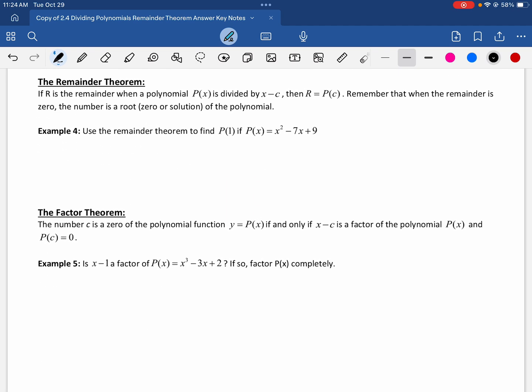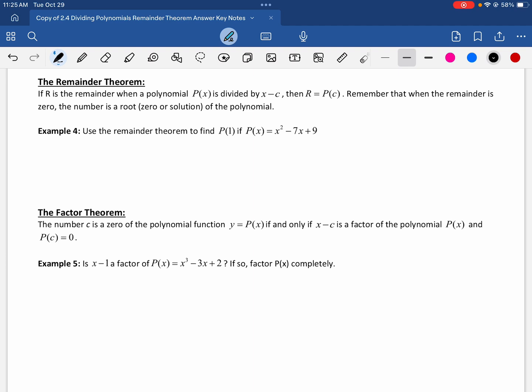All right, moving right along here to this last little bit. It's talking about remainder theorem and factor theorem. It says if r is the remainder when a polynomial p of x is divided by x minus c, then r is equal to p of c. Remember that when the remainder is 0, the number is a root or a 0 solution of that polynomial. Use the remainder theorem to find p of 1.